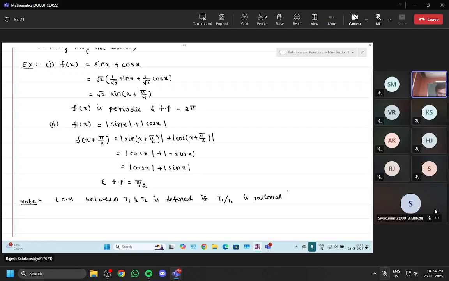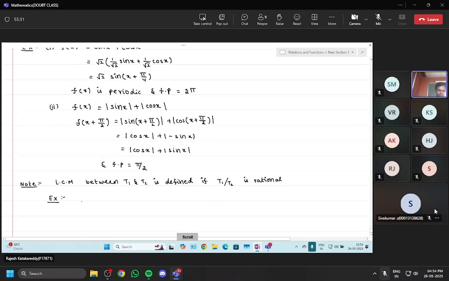Now in this I didn't give any example. Let us take one example where fundamental period is not defined, that is, not periodic. There does not exist any such value of t. f of x is equal to sin x plus greatest integer fractional part of x. Now two functions are there in addition. T1 is equal to 2 pi. T2 is equal to 1.